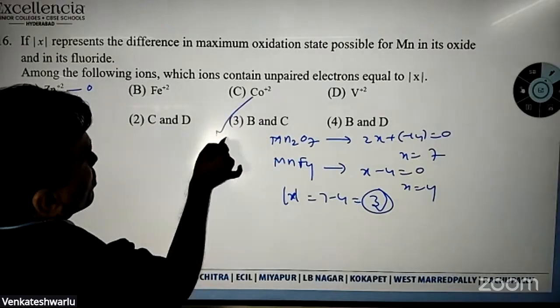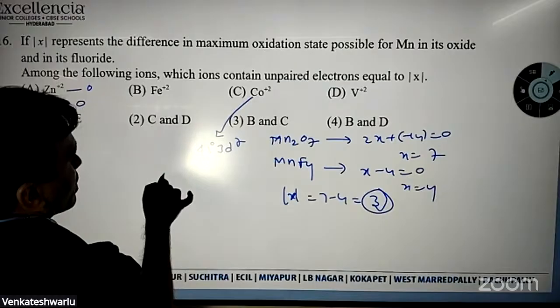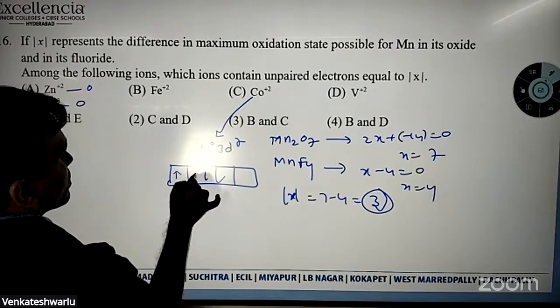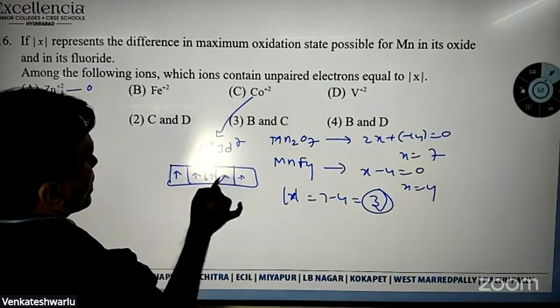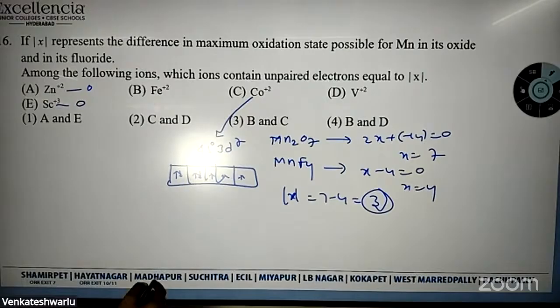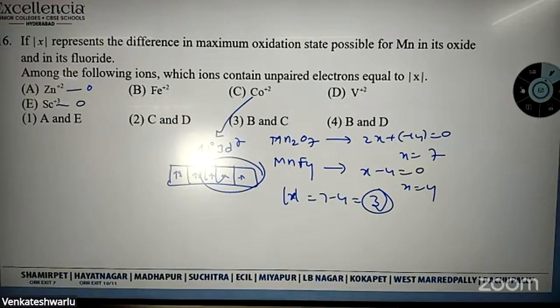Cobalt plus 2. Cobalt plus 2 is what? 4s is 0, 3d is 7. 3d 7 means here 1, 2, 3, 4, 5, 6, 7. So here 3 unpaired electrons are there. So cobalt plus 2.